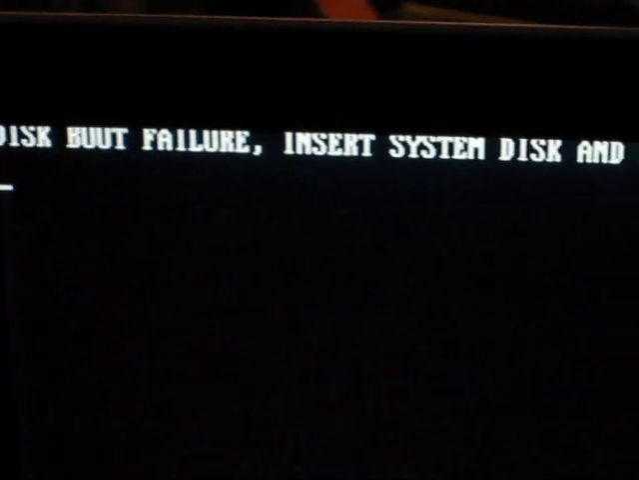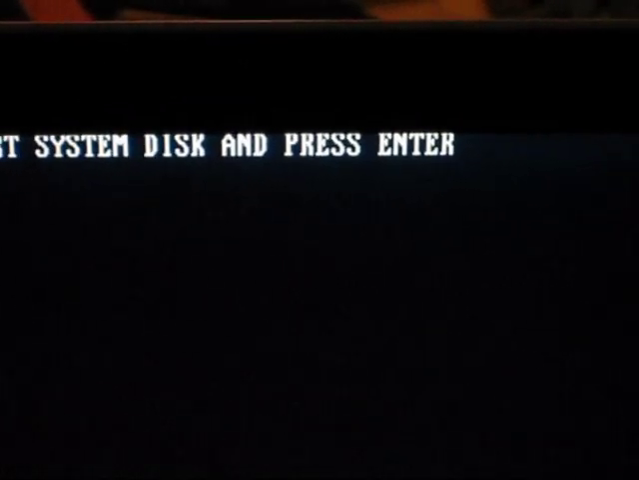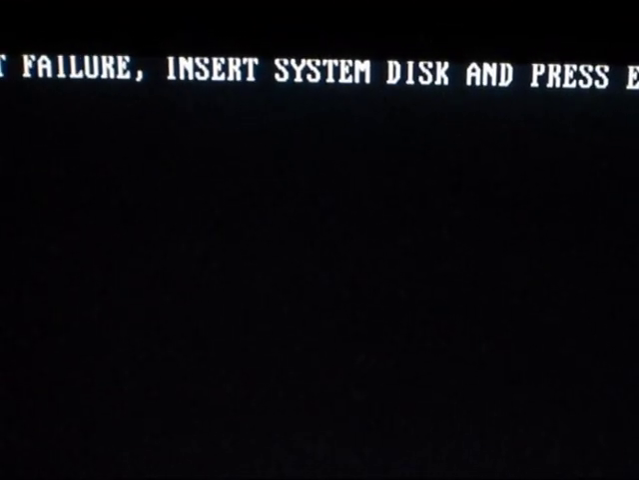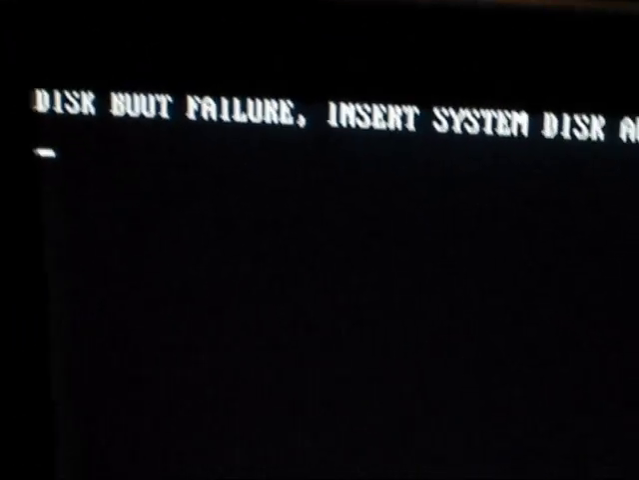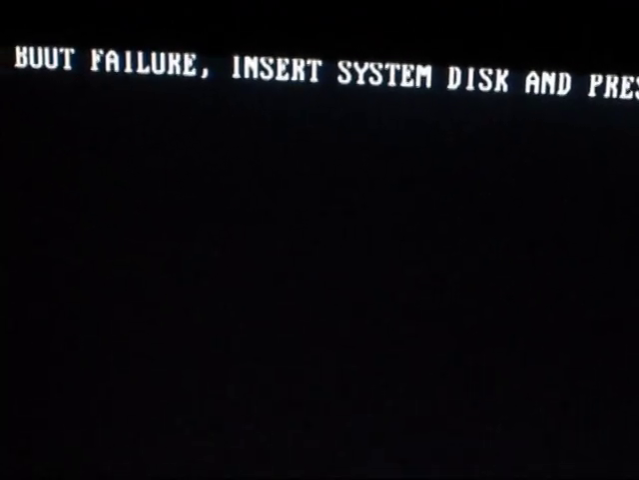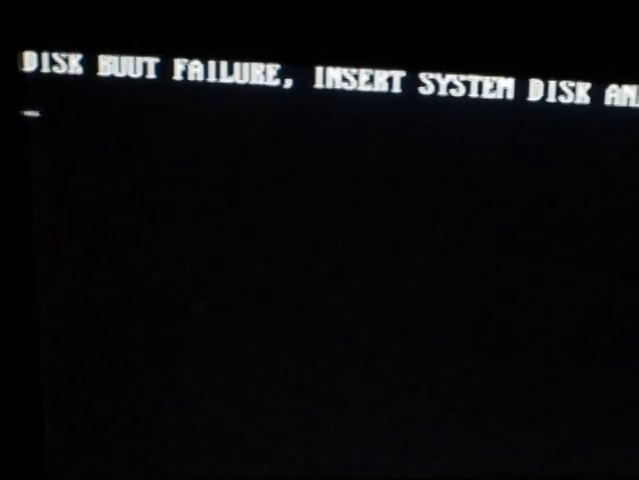Does your disk say this? Disk boot failure, insert system disk, press enter. Well, if you're using the HP Pavilion, chances are you're going to run into this problem quite a few times. So what I've come to discover is that there is a way you can outthink the computer. All you got to do is make the computer outthink itself.